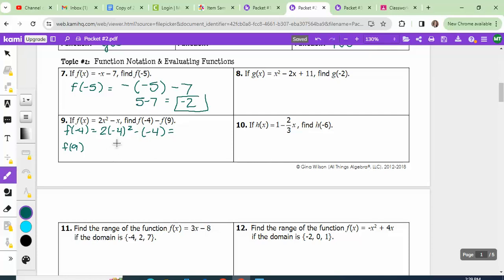So if we put in -4, what do we get? So I'm finding the f of -4 first. So put a -4 into it.